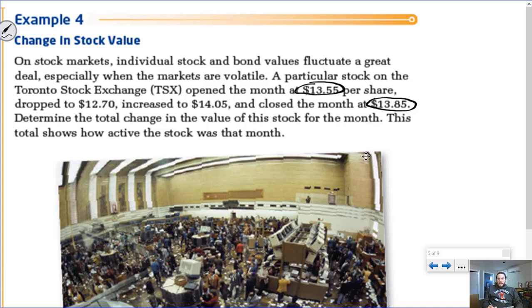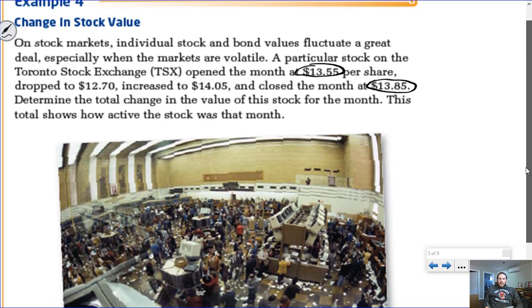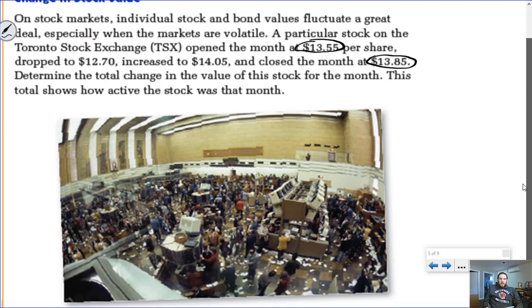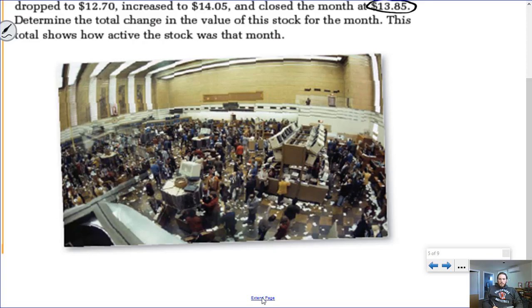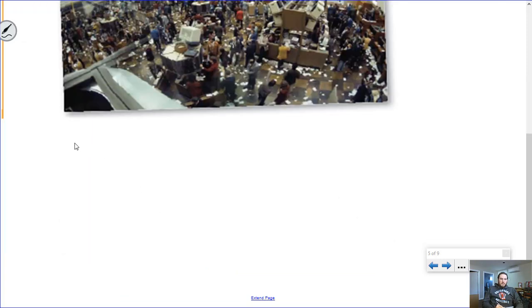So what I mean by that is we care about the fact that the stock changed price, so $13.55 and $12.70, right? So what we're going to want to do is say, okay, well, how much did it change by? So $13.55 take away $12.70, right? And what that'll tell us, it'll tell us how much money, not necessarily the stock gained or lost in value. What it'll tell us is how much it changed by.